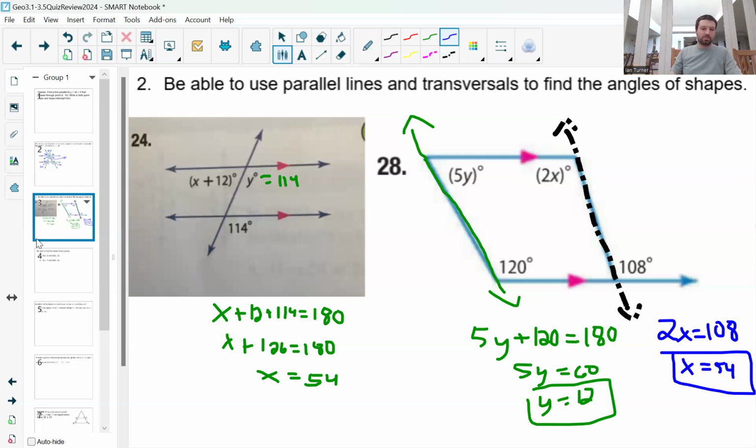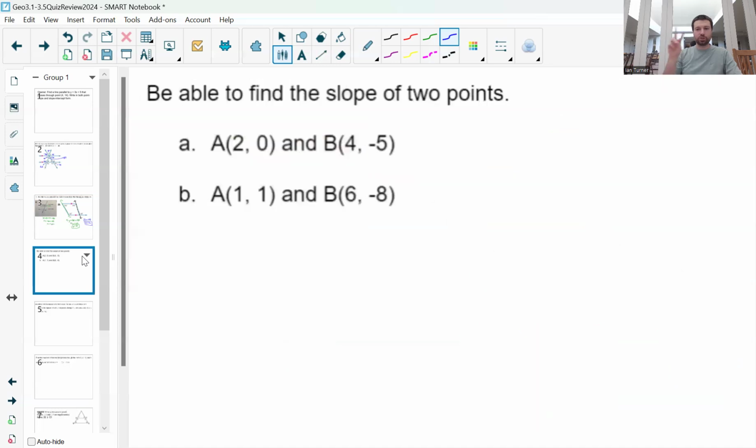All right. So you've got some problems where you're just finding missing angles using angle pair relationships, parallel lines, linear pairs, vertical angles. You're just practicing all of that stuff. All right. Part 2 of the quiz is linear equations, which we spent a little bit of time on.